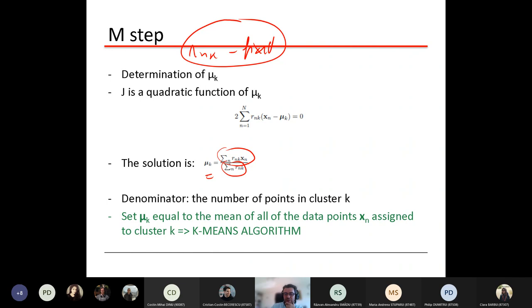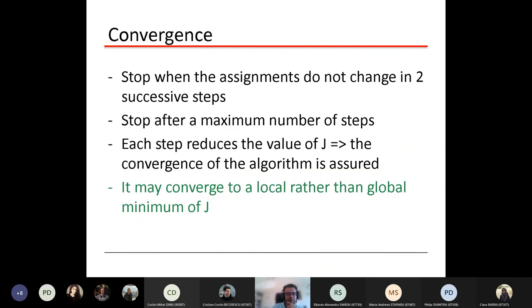You see, we have very simple formulas. It's very easy to implement. What does it mean to converge? When do we stop? We stop when after two successive steps, the two assignments are the same, so they do not change. Or if this doesn't happen fast enough, and it takes too much time to reach convergence, then we stop after a maximum number of steps. Another way of stopping is when the value of J, the error, decreases very little at the current step. We can put a threshold to see when this value decreases too little.